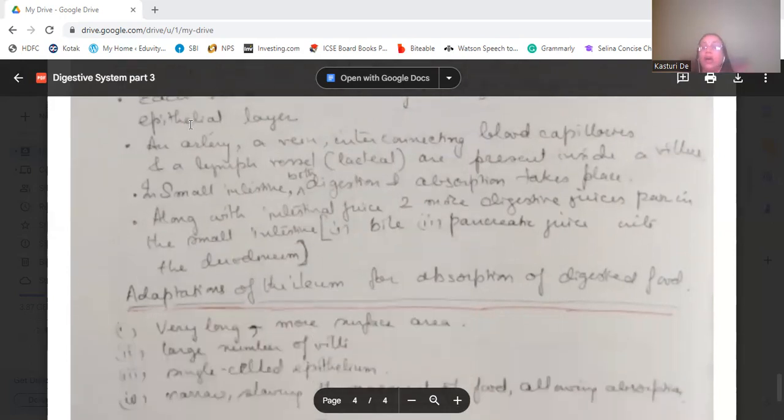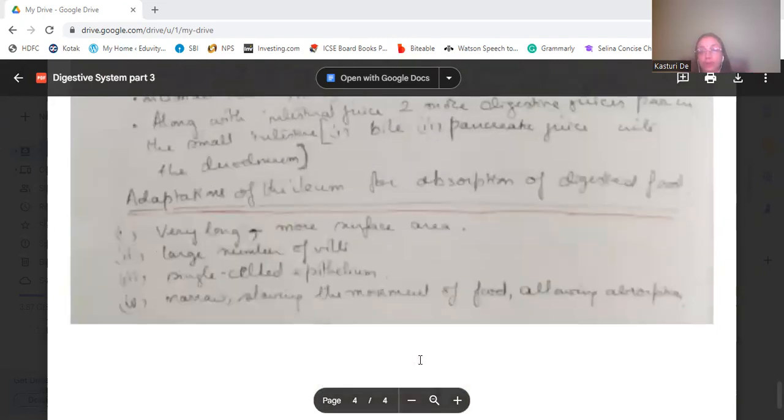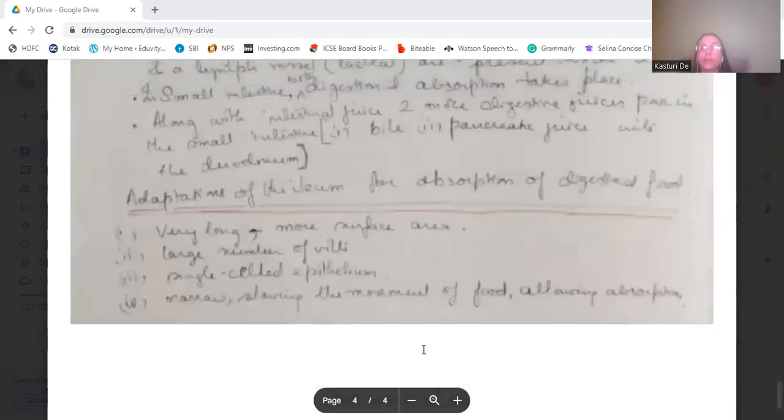Now, adaptations of the ileum for absorption. What are the adaptations of the ileum for absorption? One, the ileum is very long, so the surface area is more. Then a large number of finger-like projections, villi, are present to increase the surface area more. Then there is single-celled epithelium, a very thin layer, so that the food can easily be absorbed. Then there is narrow and slow movement of the food inside the ileum so that absorption can take place.